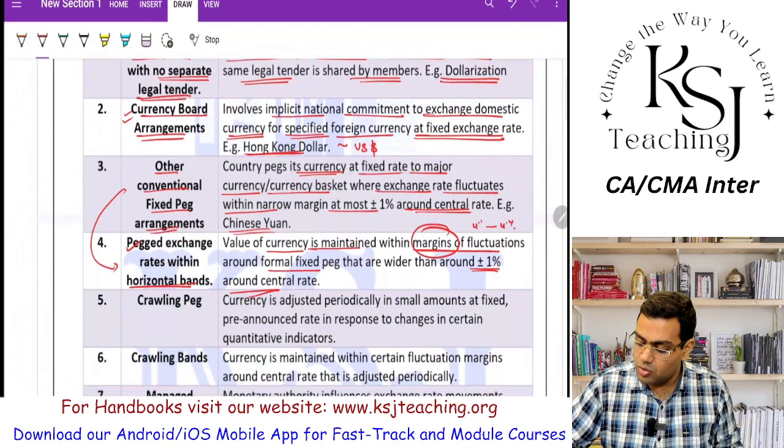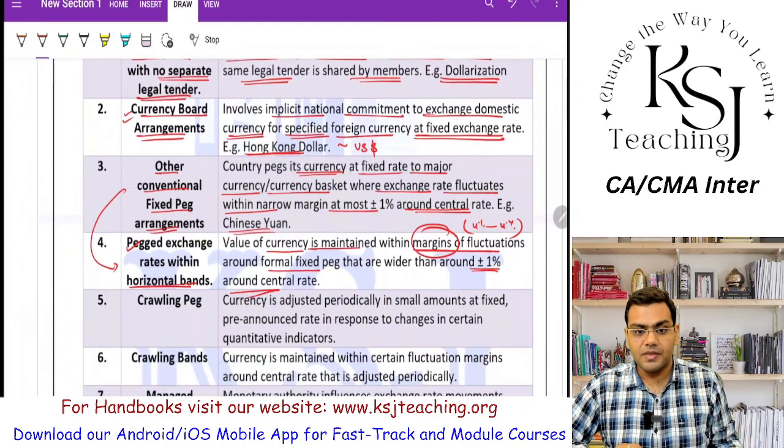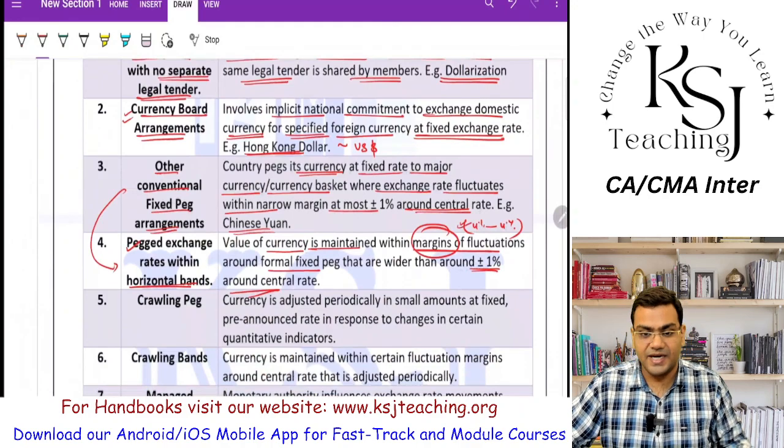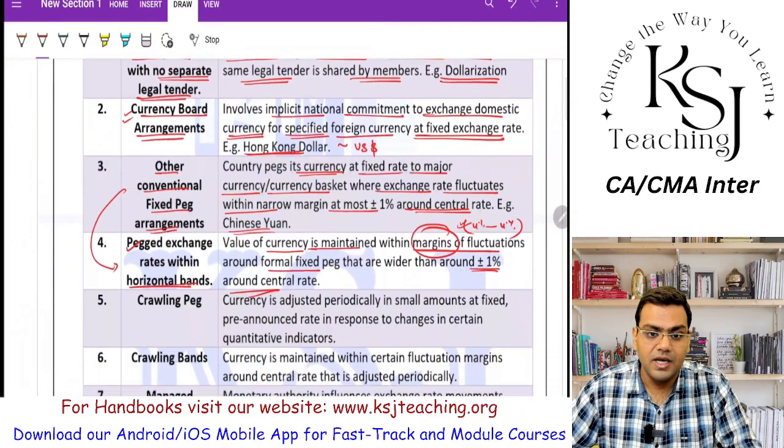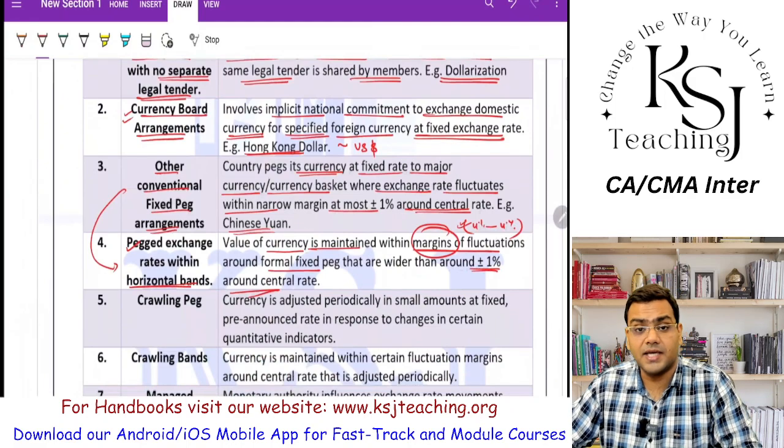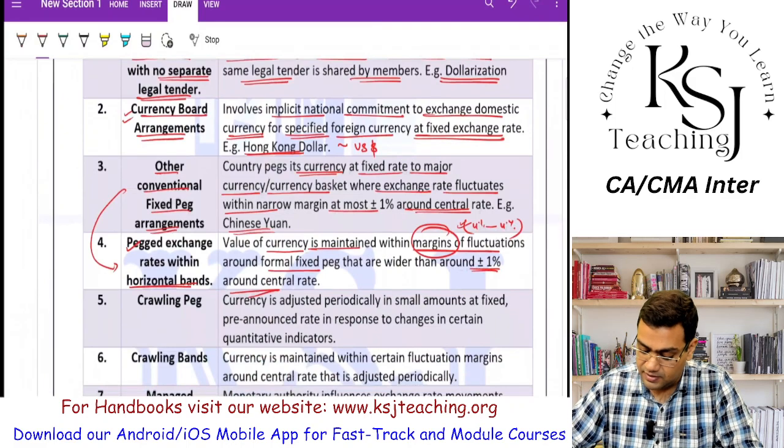So it can be more than 1%, but not more than 4%. That is the maximum limit of fluctuation. Margin of fluctuation means the maximum limit of fluctuation acceptable.